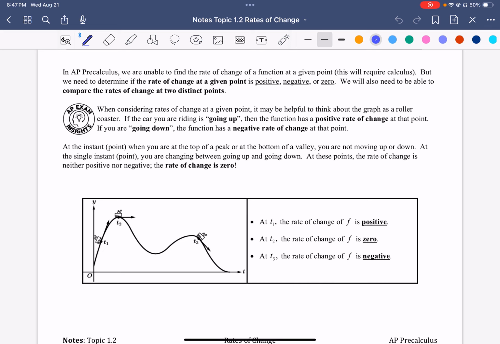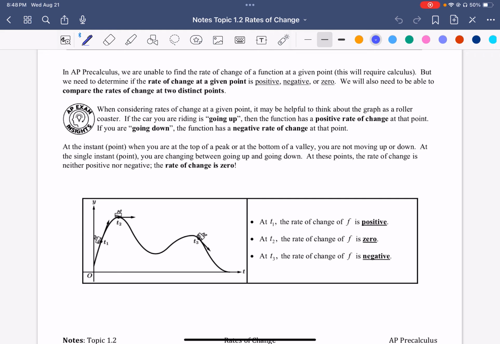When considering rates of change at a given point, it may be helpful to think about the graph as a roller coaster. If the car you are riding is going up, then the function has a positive rate of change at that point. If you are going down, the function has a negative rate of change at that point. At the instant point, when you're at the top of a peak or at the bottom of a valley, you are not moving up or down. At this single instant point, you are changing between going up and going down. At these points, the rate of change is neither positive nor negative. The rate of change is zero.